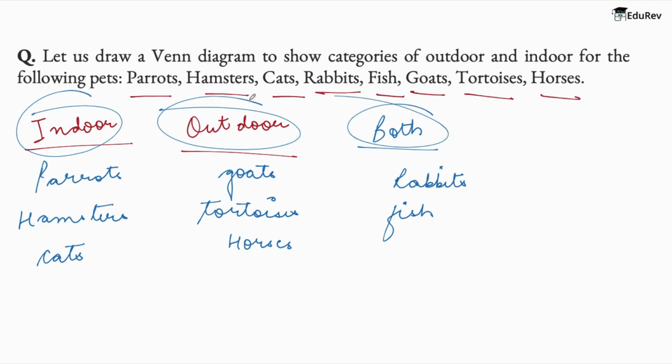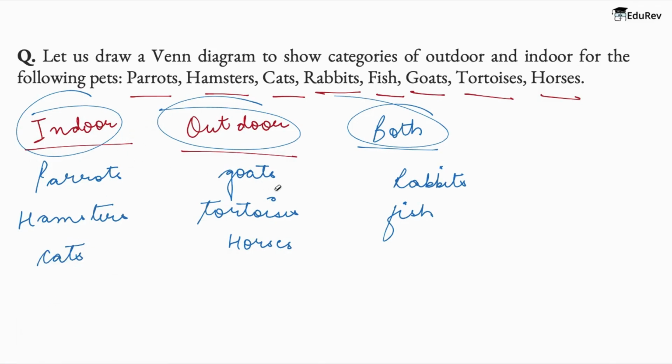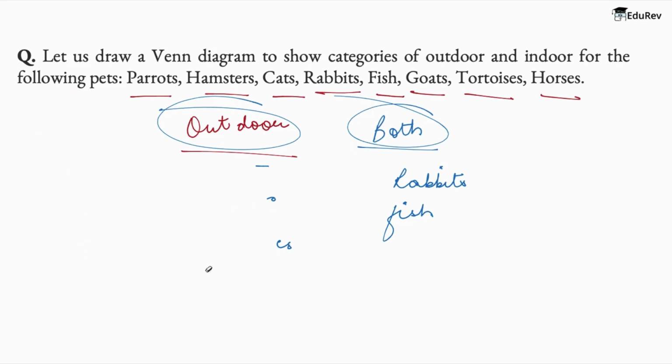Now once we have categorized this, the next step is to draw the Venn diagram. So let's draw the Venn diagram, and for that I need to erase this. Hope you have jotted this list in your notepad, or you have taken a screenshot or something. So let's erase them.